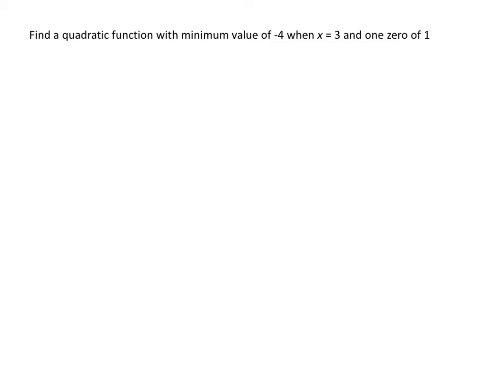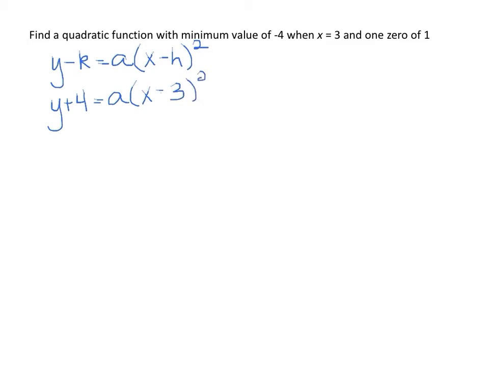On this example, we're given a little bit different information. We're given the minimum, and we're told one of our zeros is 1. So we have to find everything else. When you're given a minimum, you're going to want to be in vertex form. So that's y minus k is equal to a times x minus h squared. So that becomes y plus 4 is equal to a times x minus 3 squared. And we're told one of our zeros is 1.